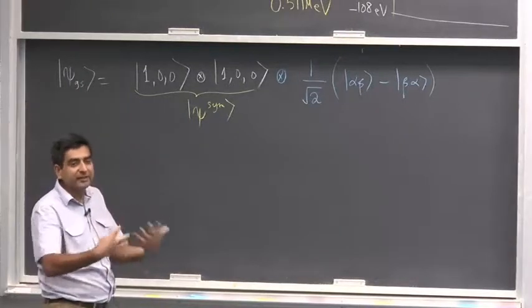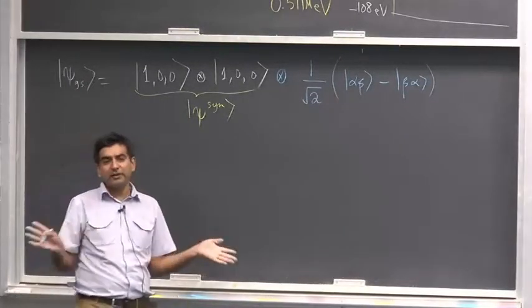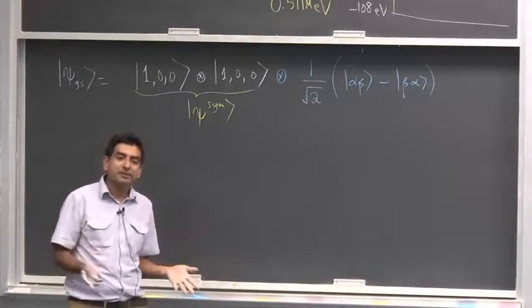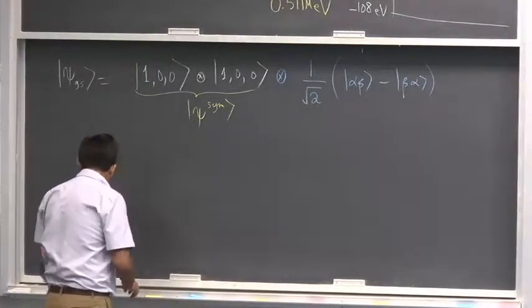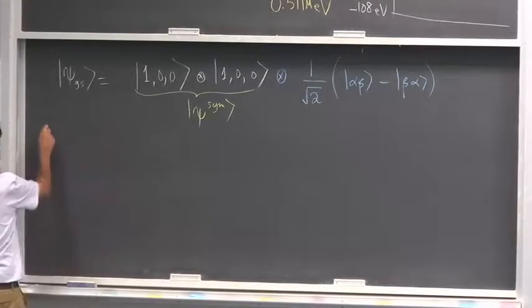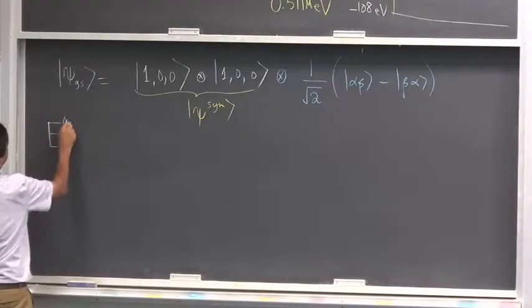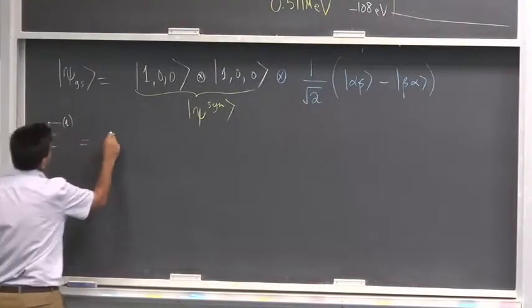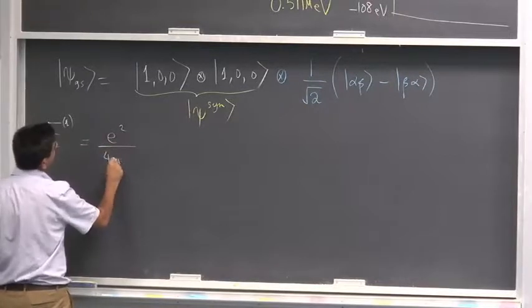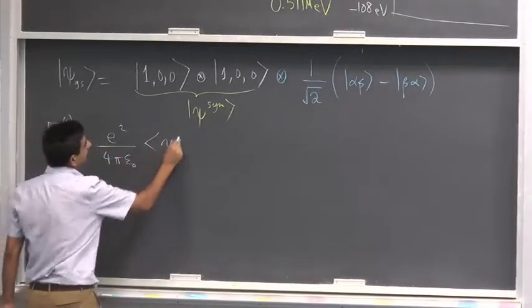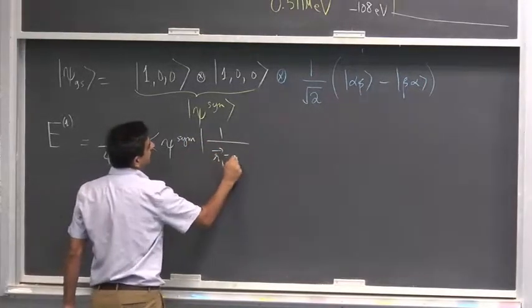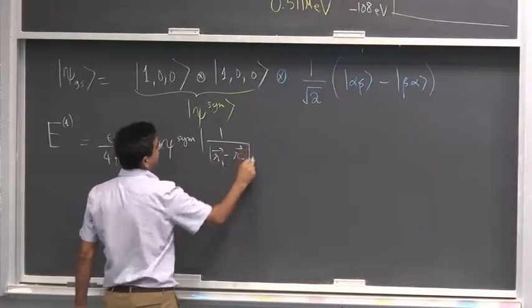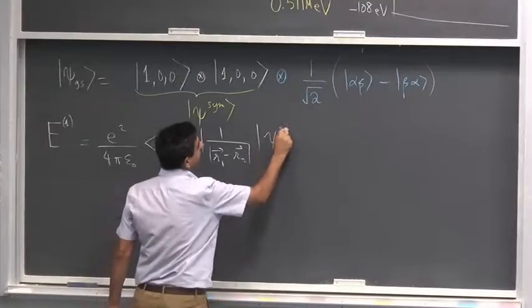Now you switch on the interaction between the electrons, and the interaction is purely electrostatic. It's the Coulombic repulsion between electrons. You find out this correction to the energy. So what you really need to find out is this correction to the energy, e squared over 4 pi epsilon naught. This is what you need to find out.